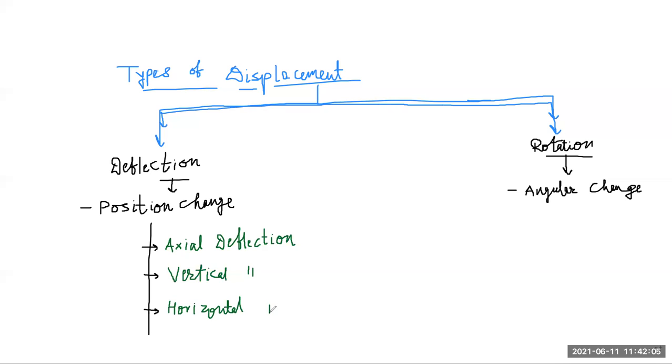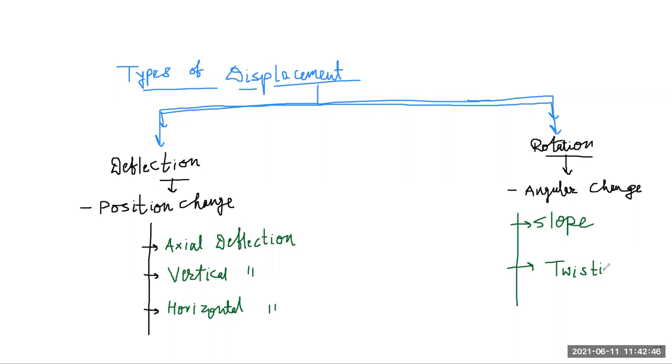Here angular change also has many types. First one is your change in slope. That means slope is a type of rotational movement. Second one is your twisting. Twisting occurs due to torsional movement or torsion. Slope occurs due to bending movement.